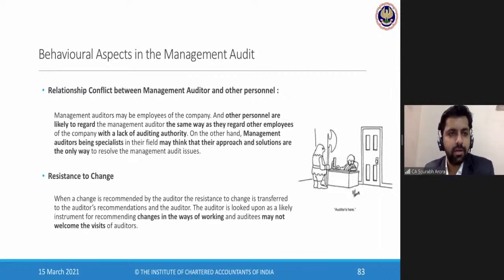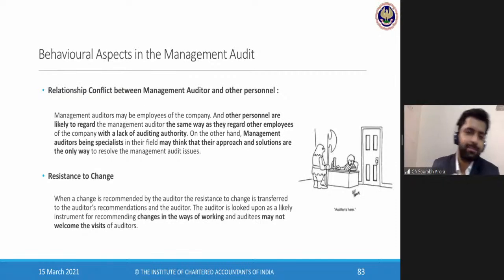Just do your work, and please explain to them that this is only for the improvement of their processes, improvement in their compliance level, bringing in the efficiency and effectiveness of their systems, and bringing them in harmony with the organizational objectives only. You have no personal motive in antagonizing them, or establishing your superiority over them. So this is the second behavioral aspect that you might come across: resistance to change.